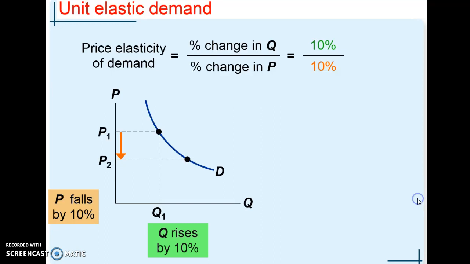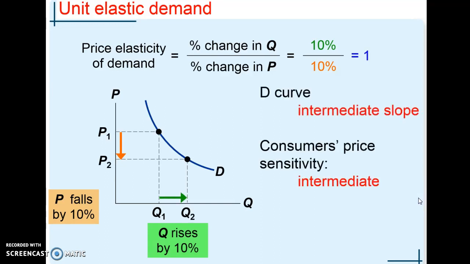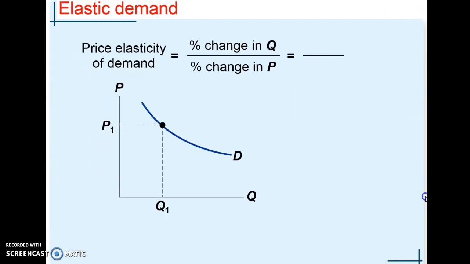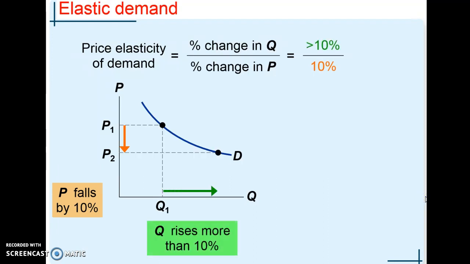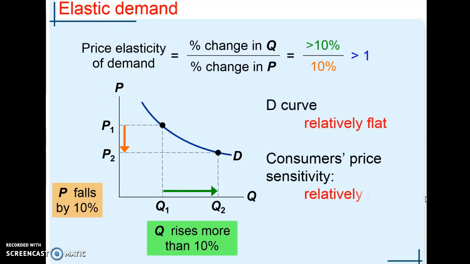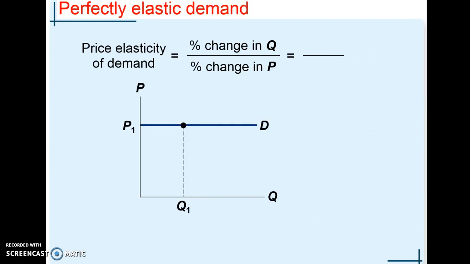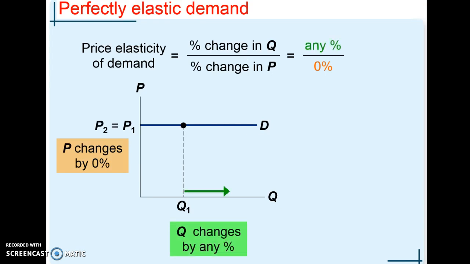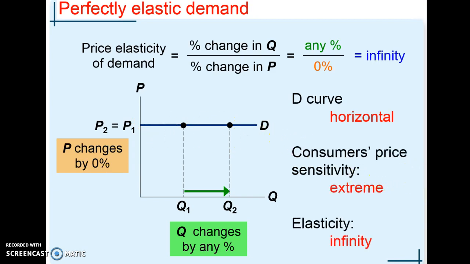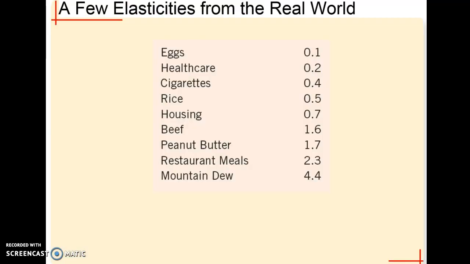If demand is unit elastic, elasticity would be calculated as 1. And if we have elastic demand, the demand curve is going to be relatively flat, and the elasticity would be calculated as a number greater than 1. If we have perfectly elastic demand, the demand curve is going to be horizontal, and consumers are going to be very sensitive to price changes. Here are a few elasticities from the real world.